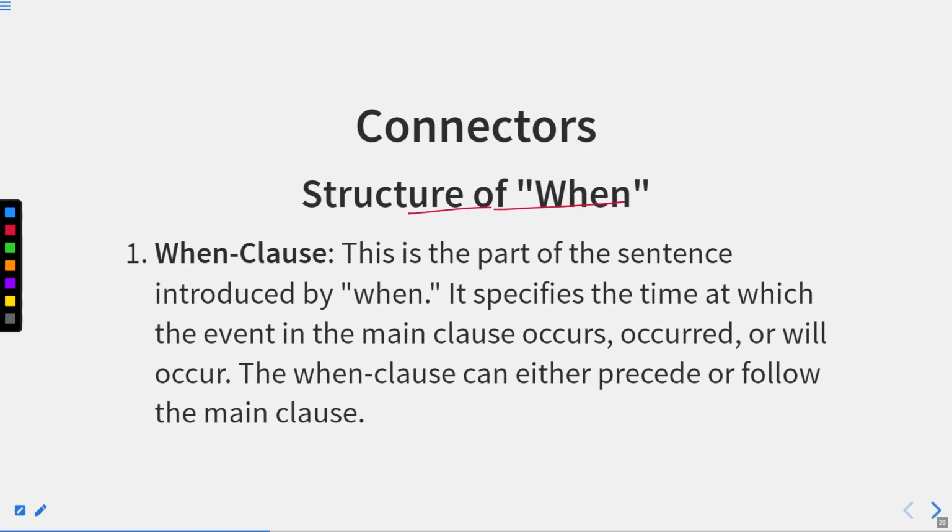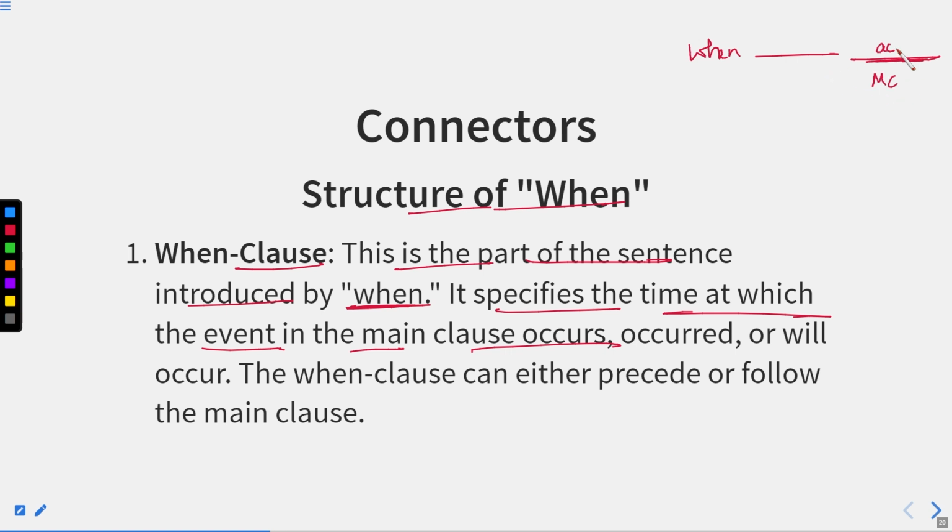Now, structure of when. When clause. This is the part of the sentence introduced by when. It specifies the time at which the event in the main clause occurs. Okay, so after when will indicate the time of that particular action which takes place in the main clause. It means in main clause we write an action, and in when clause we write the time at which this action takes place, occurred or will occur.